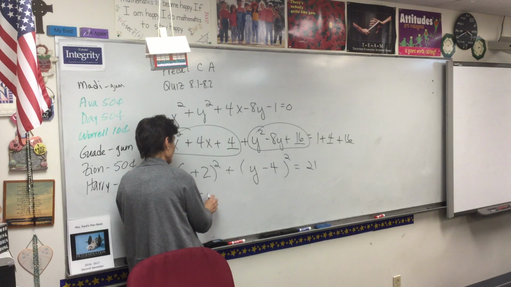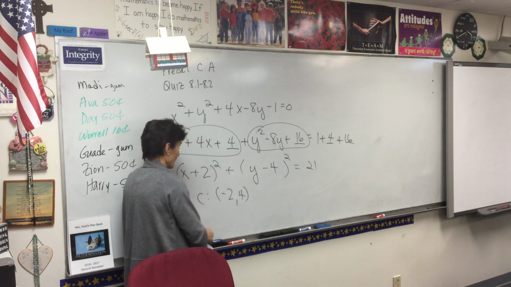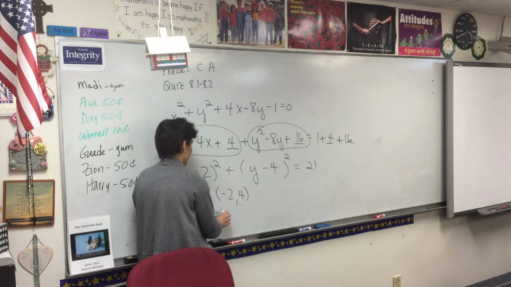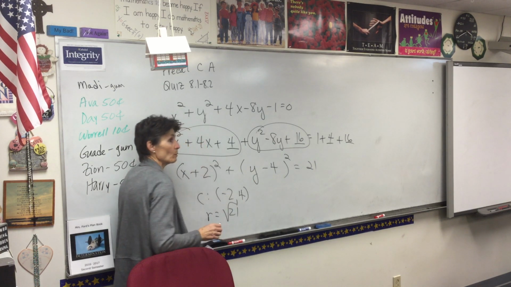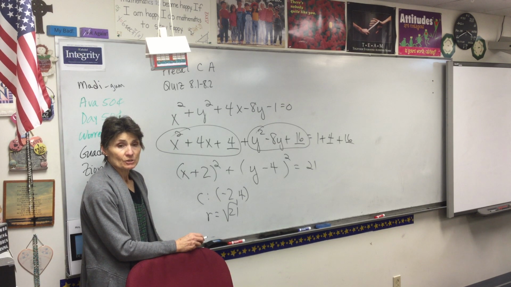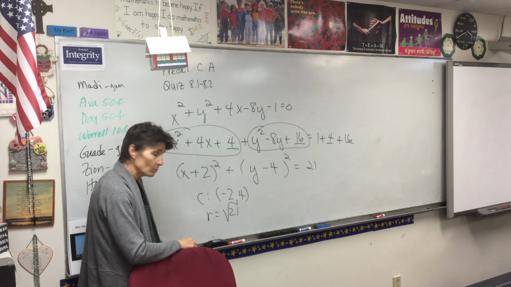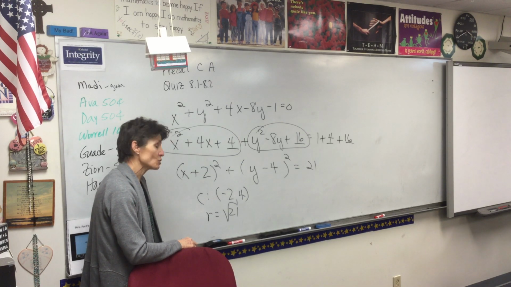So my center is -2, 4. And my radius is the square root of 21. Now, that does not reduce, so we just leave it the square root of 21. No, you're not going to put a decimal. You're going to leave it the square root of 21.